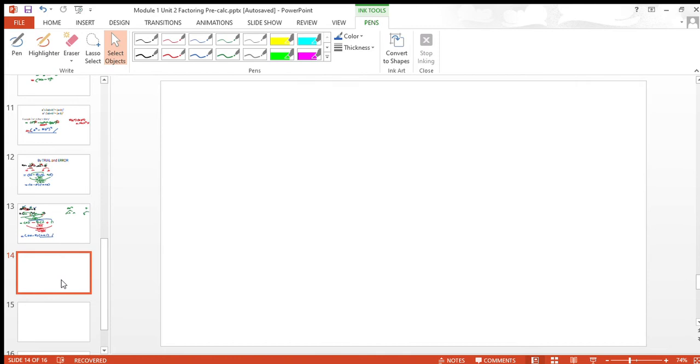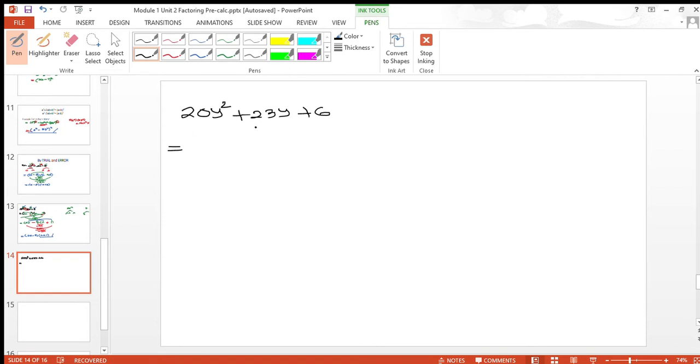Another example. Let's have a third example. Let's say we have 20y squared plus 23y plus 6. So question, is this a perfect square trinomial?